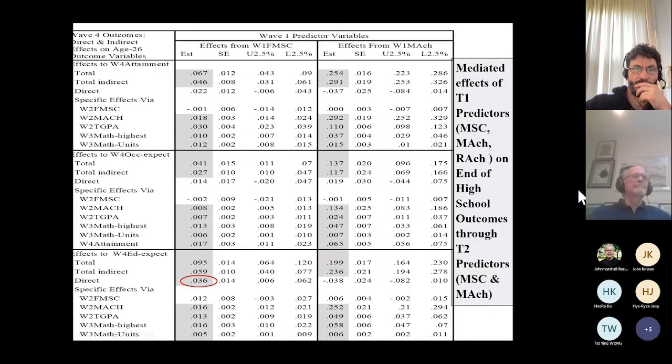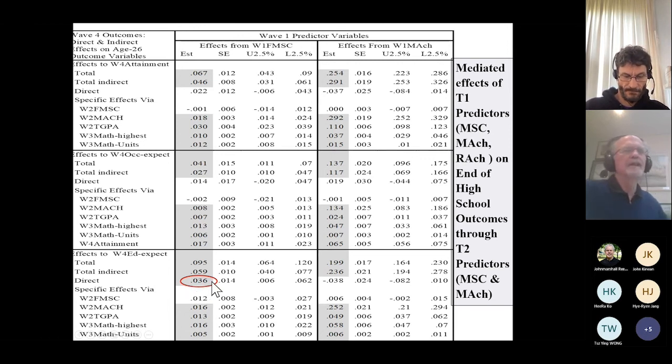And this is the same thing for the age 26 outcomes. And here, almost everything is mediated. The only significant direct effect is the effect of math self-concept time one on long-term educational expectations. That's an interesting one because these young adults at age 26 have educational expectations above and beyond their actual attainment at age 26.